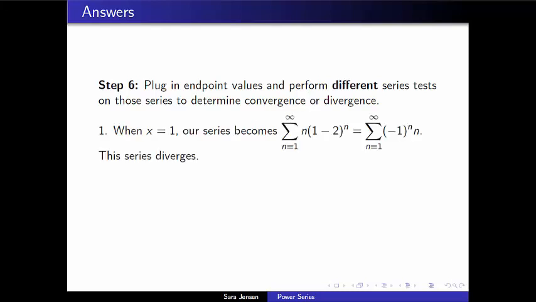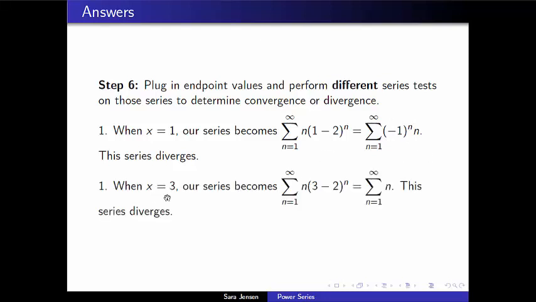For example, when x is equal to 1 and we plug in that value, we end up with the sum, as n goes from 1 to infinity, of negative 1 raised to the nth power multiplied by n. Using the alternating series test, if you'd like, this is an alternating series where the limit of the absolute value of these terms is not equal to 0. So this is a divergent series.